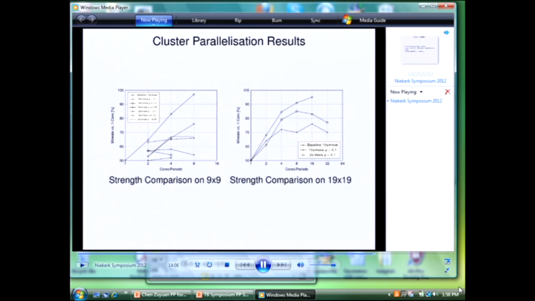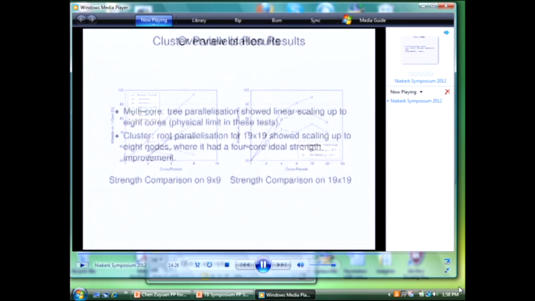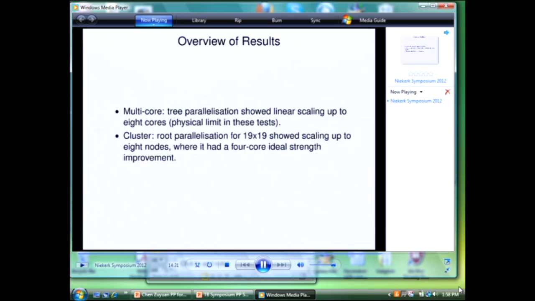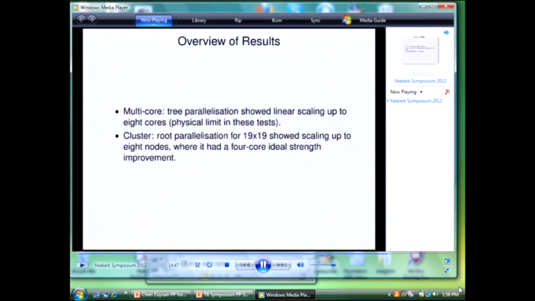We can see that while scaling on 9x9 is poor, on 19x19 scaling shows the best strength improvement at 8 nodes, where it has a strength equivalent to 4 nodes if scaling was ideal. This means that an implementation using 8 nodes will beat a single node implementation about 85% of the time. From these results, we can see that MCTS using tree parallelization scales linearly on multi-core systems up to 8 cores, and that root parallelization allows MCTS for 19x19 to scale on cluster systems up to 8 nodes, where it achieves a strength improvement equivalent to ideal scaling on 4 nodes.